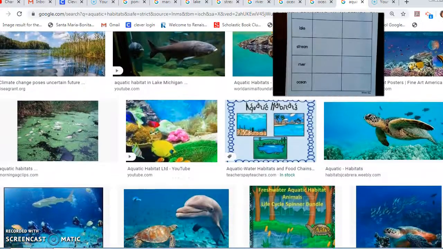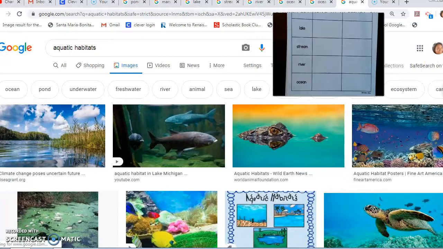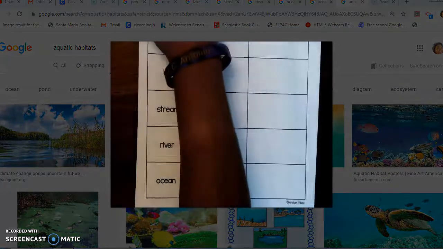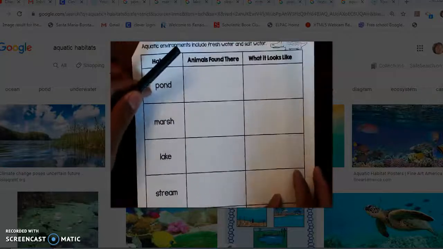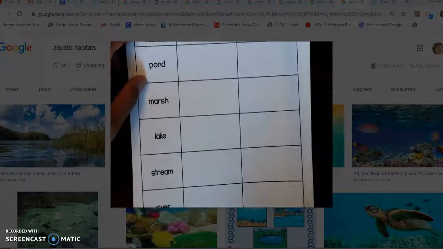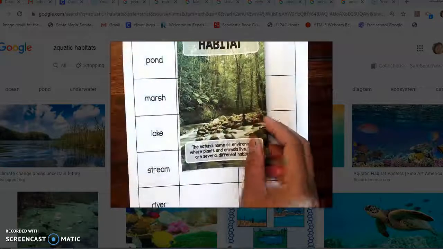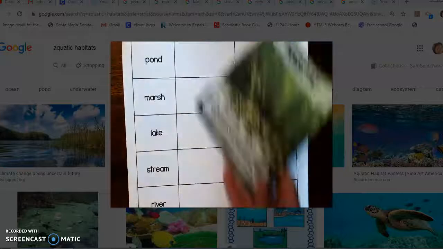What do you notice about all of these habitats? You're right if you said they all have water, right? So that's what they all have in common, and that's really what the word aquatic means. So watery environments or watery habitats. Now, a habitat, that word that I'm using, is a natural home or environment where plants and animals live. And there are several different types of habitats, as you could see right here.